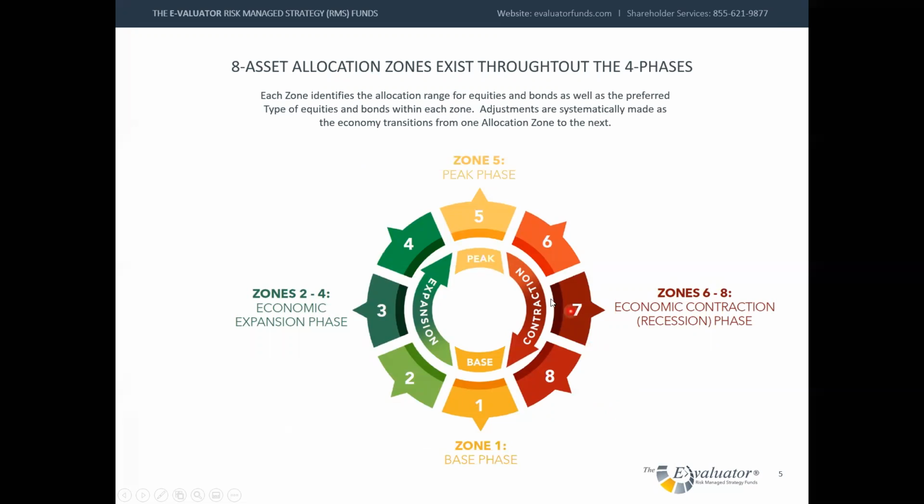To recognize these four phases, we created 8 asset allocation zones around them. Zone 1 would be a base phase. Zone 2 through 4 would be the zones that we would use during economic expansion. Zone 5 would be at the peak. Zone 6 through 8 would be the zones that we would apply during economic contraction.